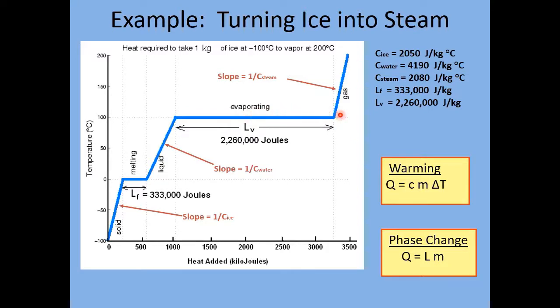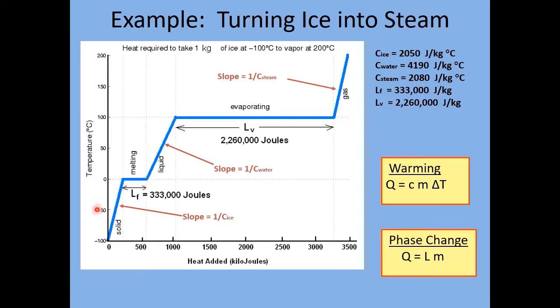So once we finally do that, then any additional heat that we pump into the system will start to raise the temperature of the gas or the steam, which finally ends up here at 200 degrees Celsius. So this plot here has a couple of interesting features in it. First of all, we see that whenever there's a phase change, we see a horizontal portion of the graph here. That just means that we're adding energy, but the temperature is not increasing. All the energy is going into the phase change.